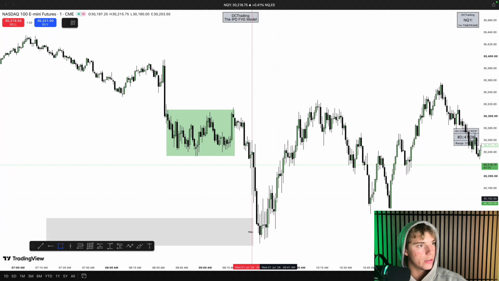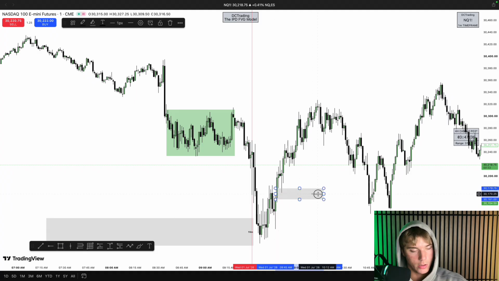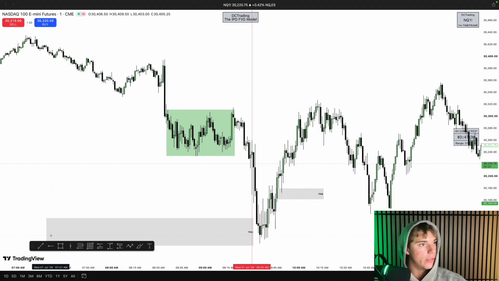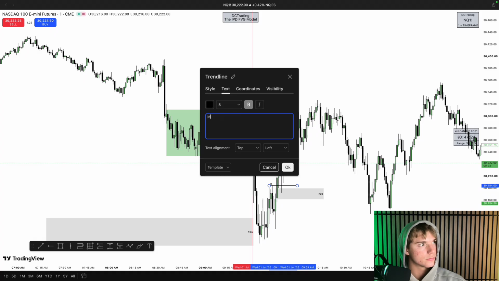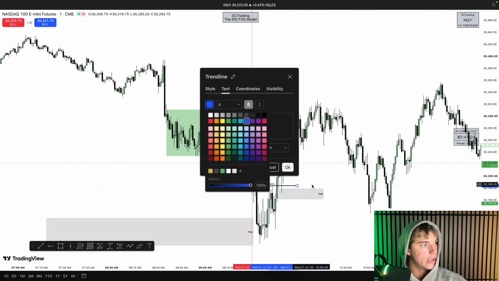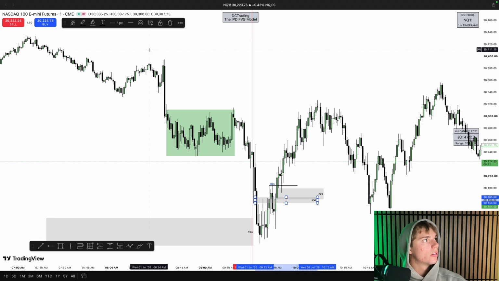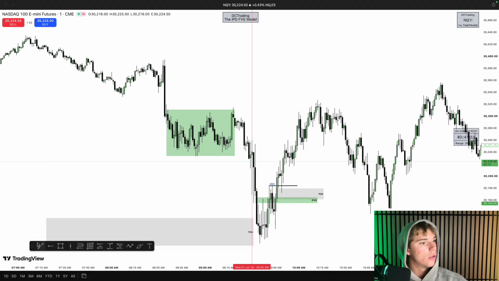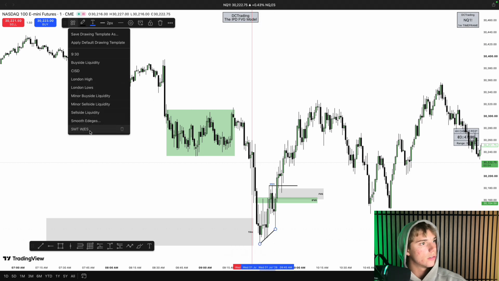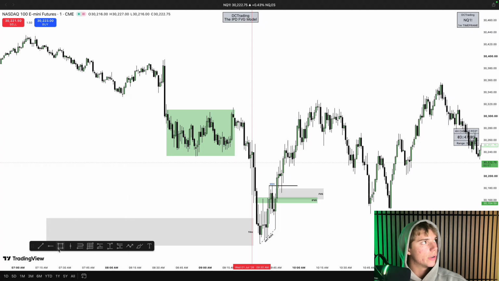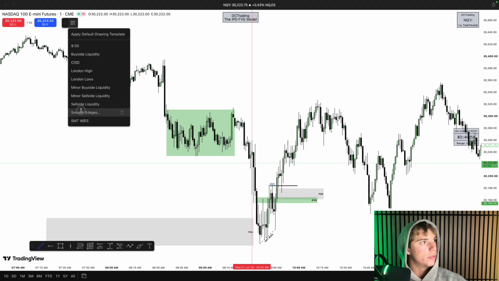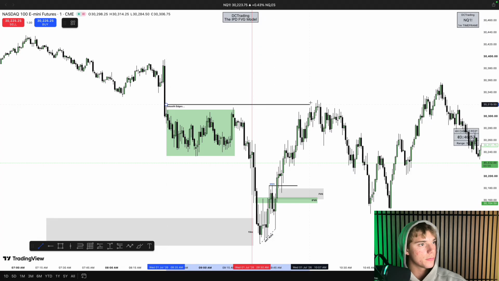We then have, during macro time, our fair value gap with a market structure shift to the upside, just like that. What else do we have in here? We have an inverse fair value gap, IFVG, right? We have SMTs with ES at these lows. And then our targets are going to be smooth edges, which is just relative equal highs.